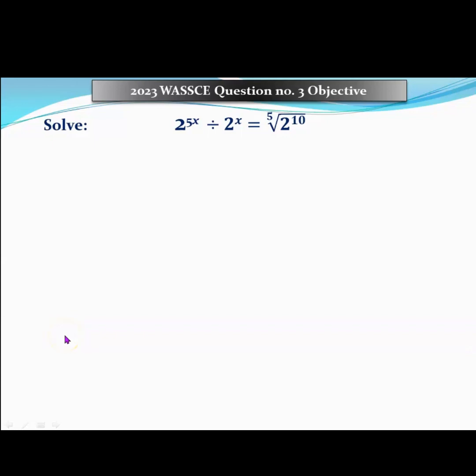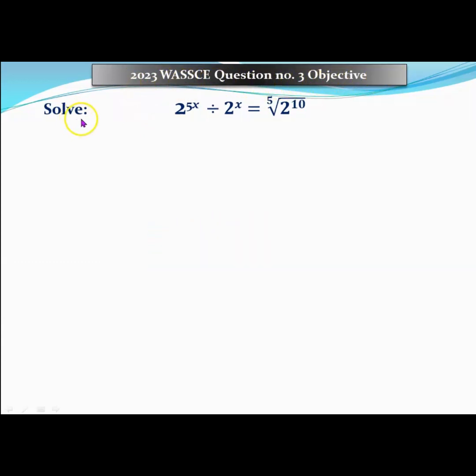You're welcome here. We see that this question is 2023 WAEC question number 3, objective. Solve 2 to the power of 5x divided by 2 to the power of x equal to the fifth root of 2 to the power of 10. The question is from the topic of exponential equations.